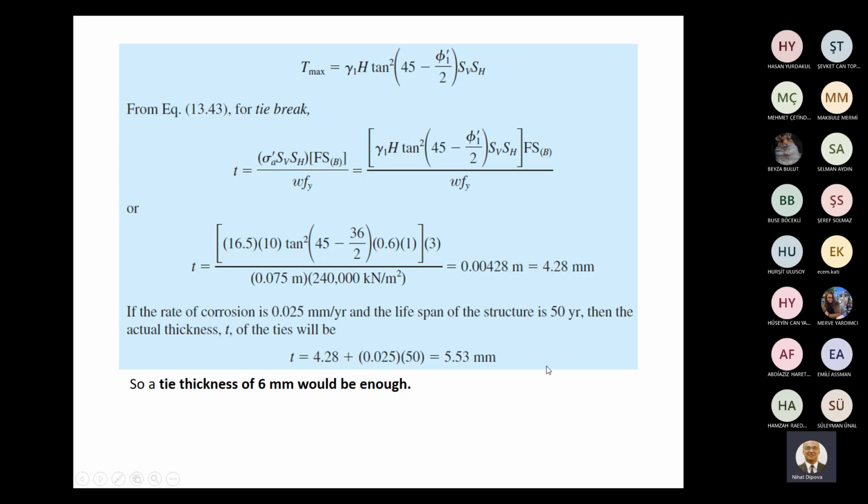The rate of corrosion is considered for the lifespan of the structure, and lifespan is given as 50 years. Then the actual thickness of the ties can be increased. Lifespan multiplied by corrosion rate. So thickness 5.53 or more can be taken.